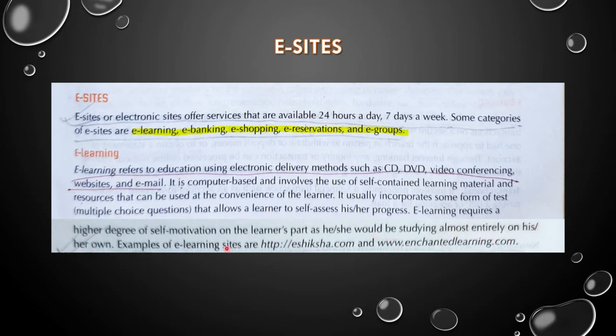For example, e-learning sites like eshiksha.com and enchantedlearning.com. From different e-learning websites you can buy the things you are interested in and order them. It requires a higher degree of self-motivation. If they want to continue with distance education, you can buy online courses and learn online also. So e-learning is helping a lot for higher education.